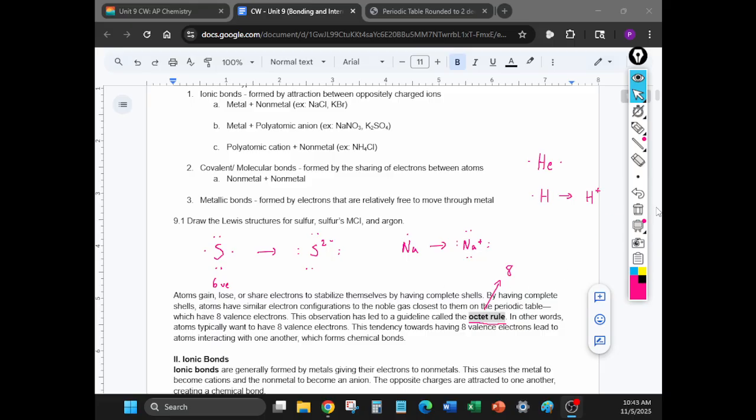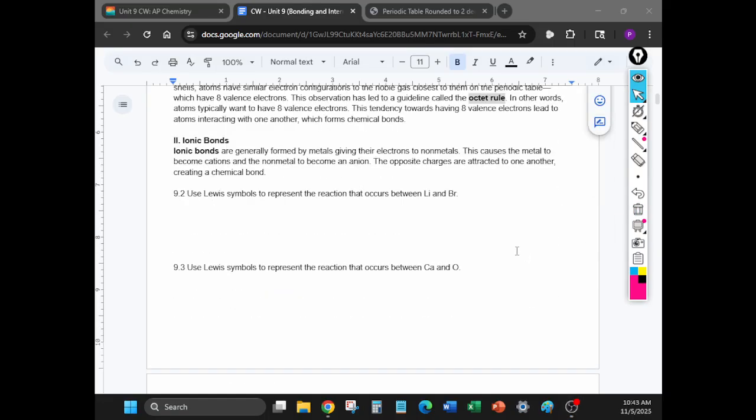Okay, so we're going to start by talking about the easier of the two bonds to work with. We're going to be looking at ionic bonds. And what we're going to do now is look at how ionic bonds are formed using the Lewis structure.